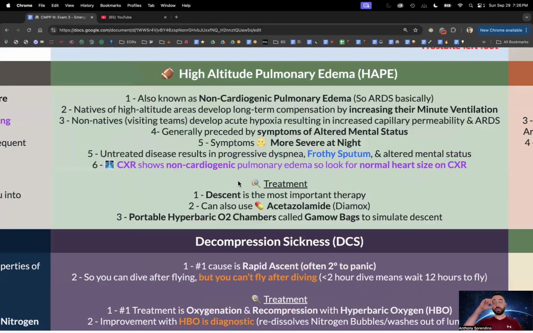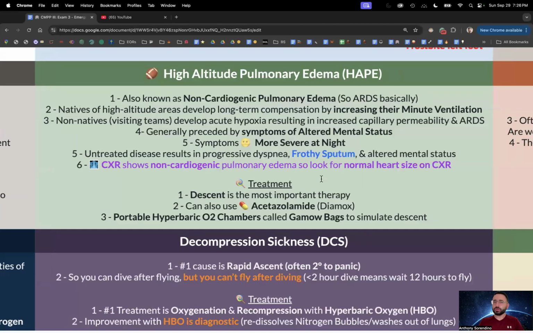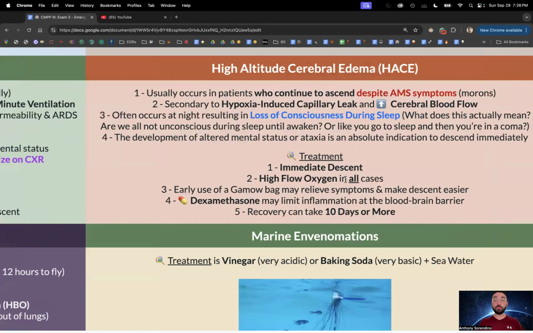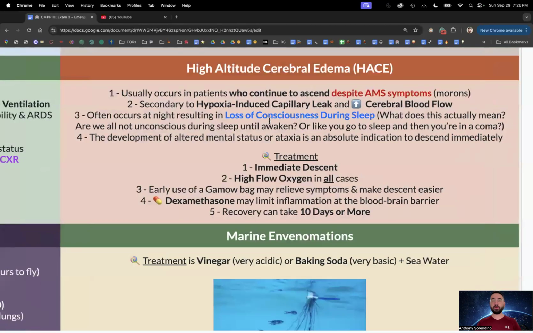Okay, then you can go up to high altitude pulmonary edema. So this is non-cardiogenic pulmonary edema, kind of like ARDS, right? You could see frothy sputum, and you'll see this on a chest X-ray. Again, you can use Diamox and then descent. And then kind of the worst here is high altitude cerebral edema. And this usually occurs with people who are not feeling well and they keep going up.